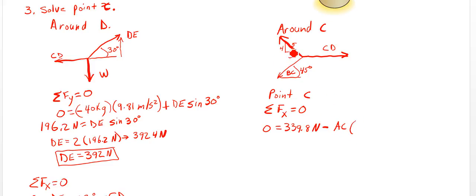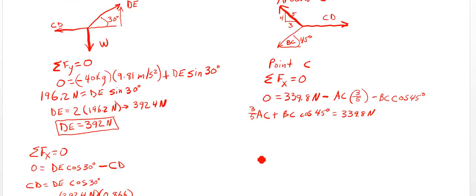We can just use our triangle here. We don't need to figure out the angle before we can use sine or cosine. So it's going to be 3 over 5. And then we're going to have minus BC times cosine of 45. We can pull those AC and BC terms over to the same side: 3/5 AC plus BC cosine 45 equals 339.8 newtons. I'm going to leave that at that point, leave a little space here, but that's helpful.